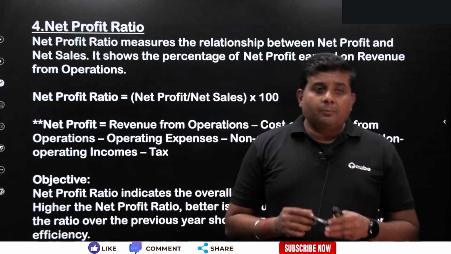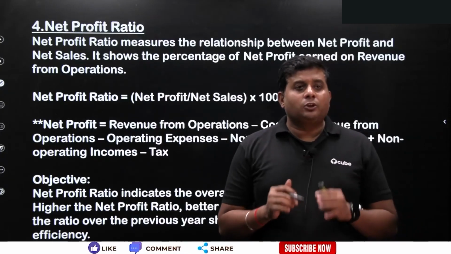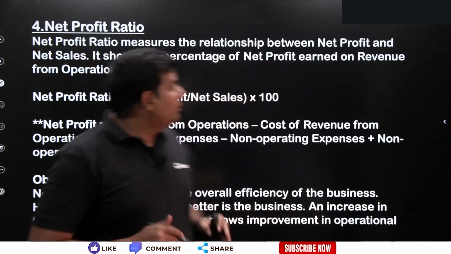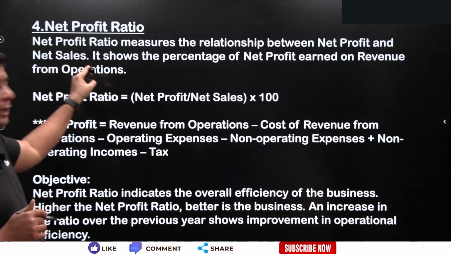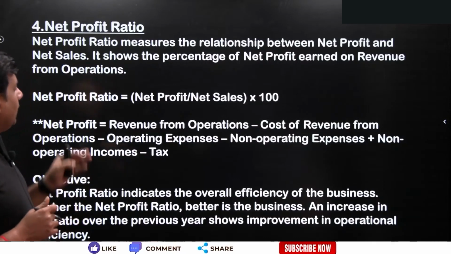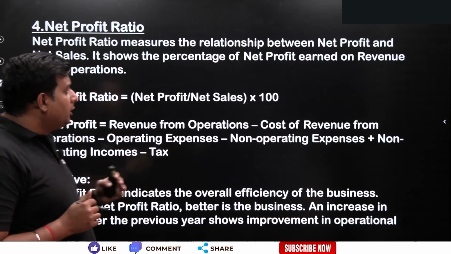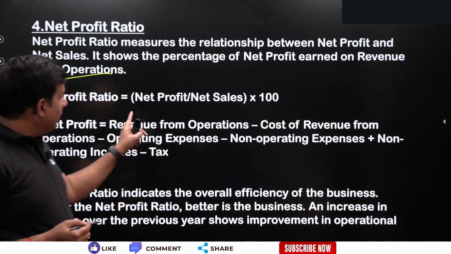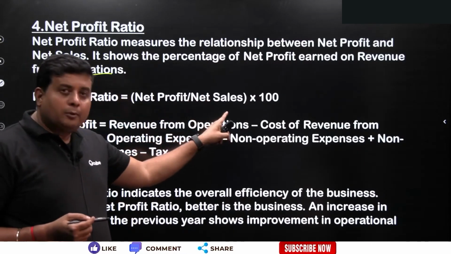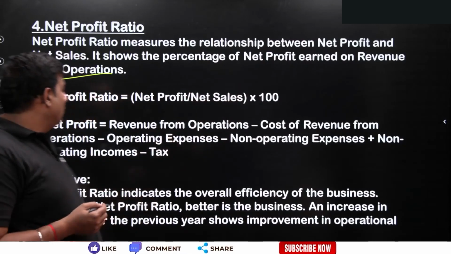Now, what is the net profit ratio? Very simple. Net profit ratio establishes the relation between net profit and revenue from operation. We can also call it net sales. It shows the percentage of net profit earned on revenue from operation. Now, what is the formula? Net profit upon revenue from operation or net sales into 100.